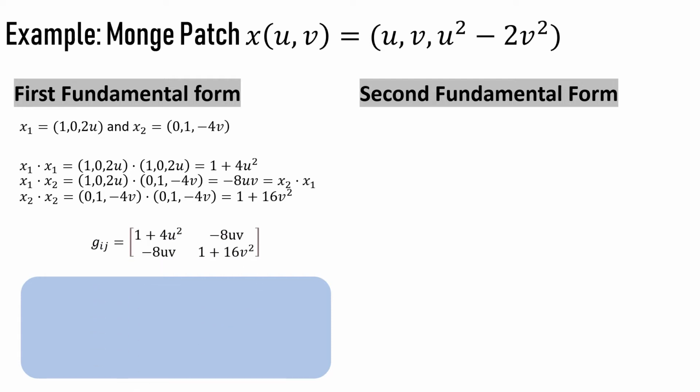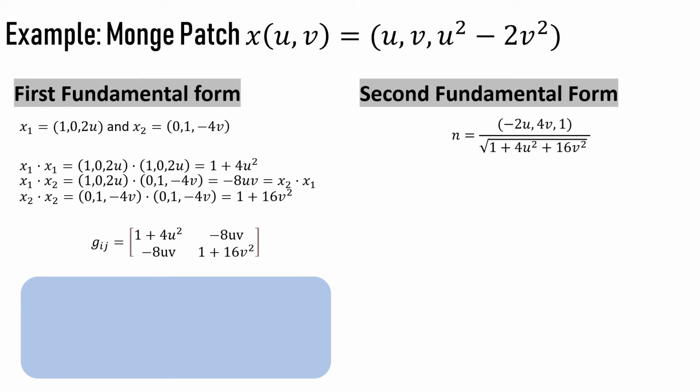And we can write this information into the 2 by 2 matrix as the following. g_ij is equal to [1 plus 4u squared, minus 8uv; minus 8uv, 1 plus 16v squared]. That's how we found the first fundamental form. And now we want to calculate the second fundamental form. We need more information for the second fundamental form. So first we need to find n.